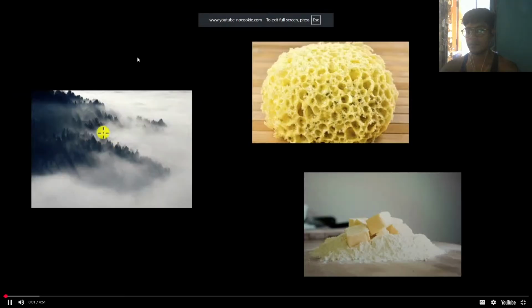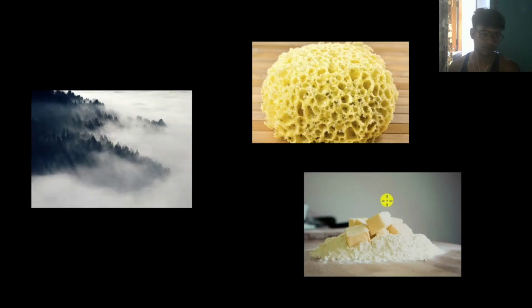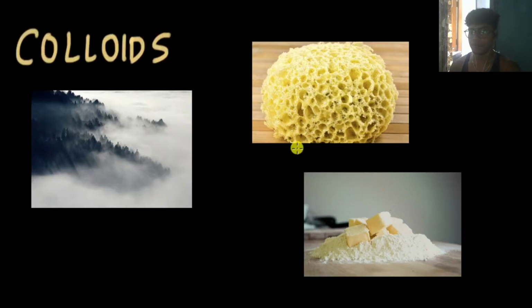What does fog or mist, a sponge or butter have in common? Well, it's difficult to tell that, right? It turns out all of these substances are colloids. But they are so different from each other, right? So does that mean that there are some types of colloids? Well, it turns out yes. And in this video, we will look at all the different types of colloids and many examples of colloids that we see around us.